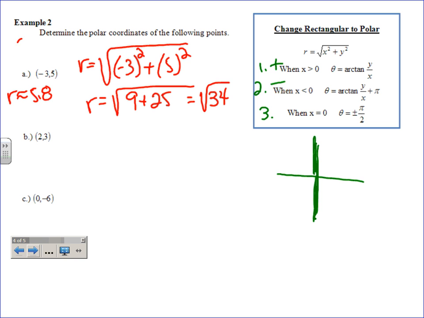So if I was writing it this way, it'd be 5.8 for radius, comma, well, we don't know theta yet. So for theta, should I attempt option 1, 2, or 3? Option 2.